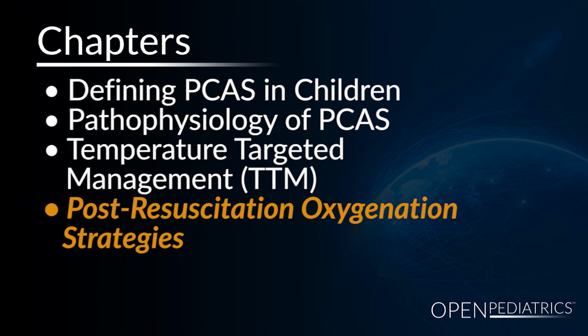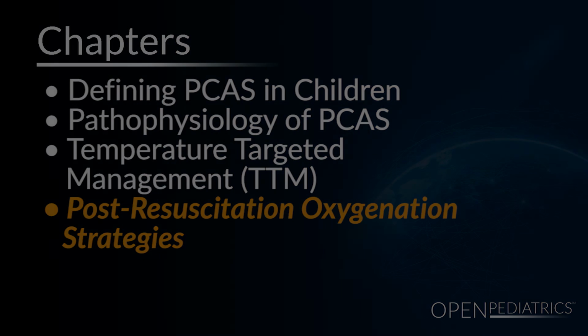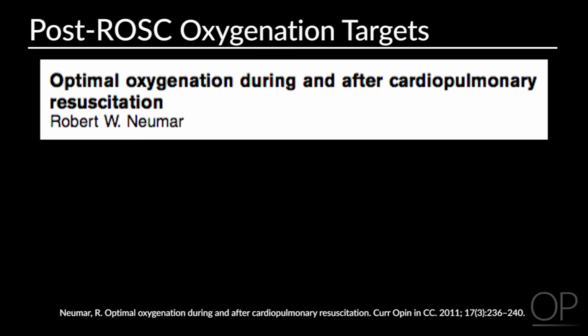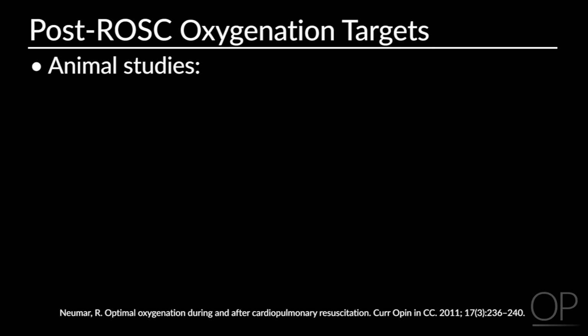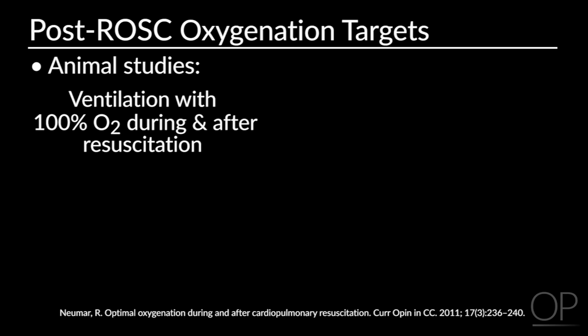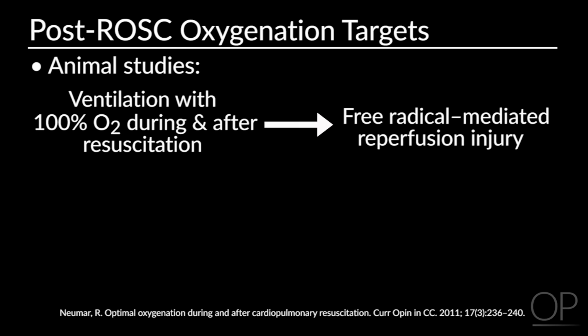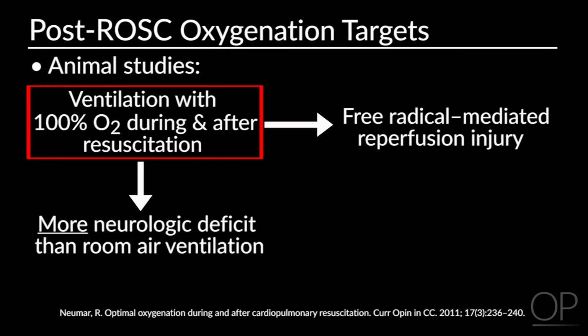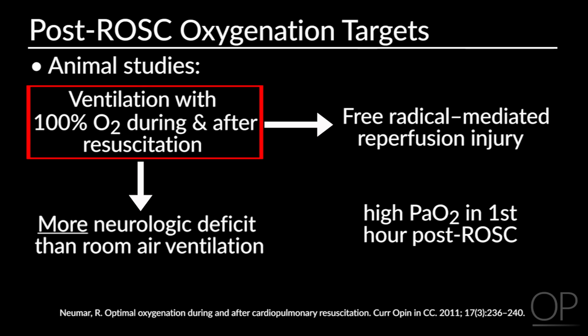Post-resuscitation oxygenation strategies. The second topic I'd like to touch on is post-resuscitation oxygenation targets. We know that there are many animal studies that have shown that ventilation with 100% oxygen during and after resuscitation contributes to a free radical-mediated reperfusion injury to the brain, as well as all organs, and it may be associated with more neurologic deficit than ventilation with room air, especially when the high PaO2 is experienced in the first hour after resuscitation. So, good animal data that supports this.